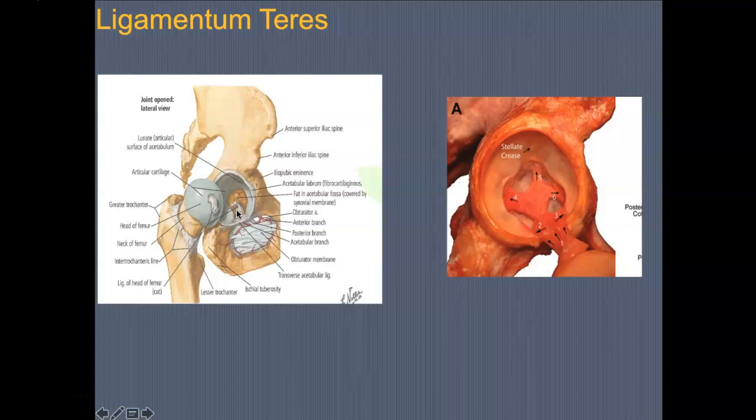But what we know about the ligamentum teres is that it's most often injured, or can become injured most often in hip dislocations, in particular inferior hip dislocations of the coxofemoral joint.